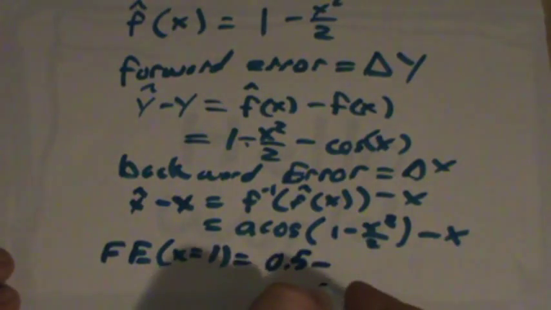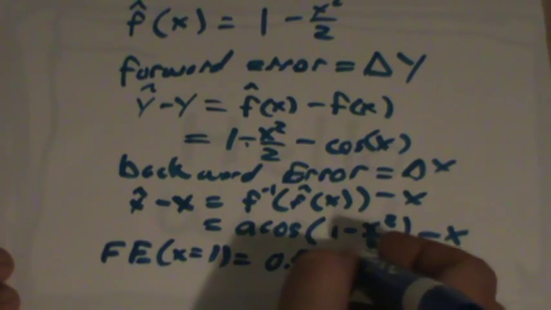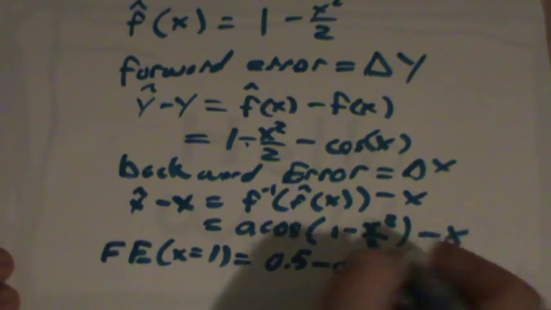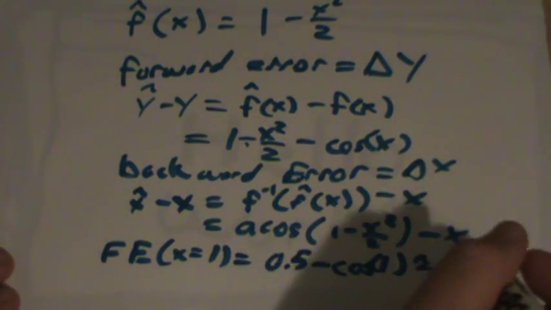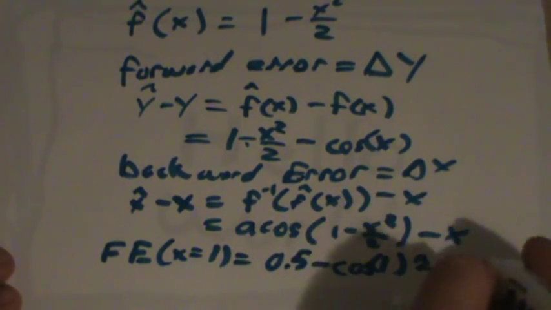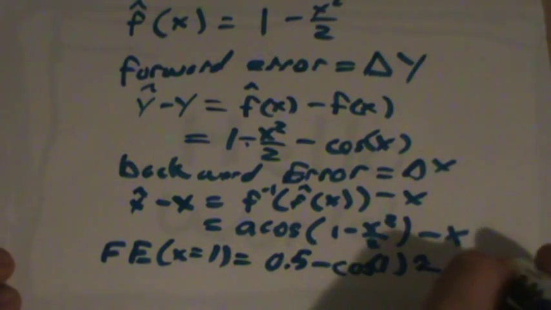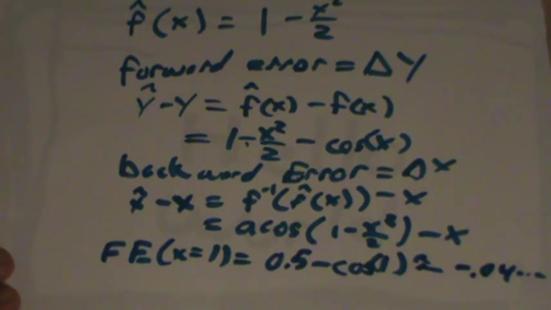minus cosine of 1. Now, cosine of 1 is pretty darn close. I'll just put cosine 1 here, but that's approximately equal to 0.5 minus 0.54 and some change, so I'm pretty close to minus 0.04 and so on. There's a bunch of other stuff going on there as it goes. So I'm somewhere in that ballpark range, minus 0.04. So that is my absolute forward error. I guess I should put absolute forward error.